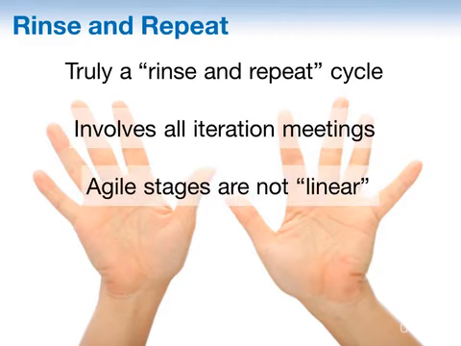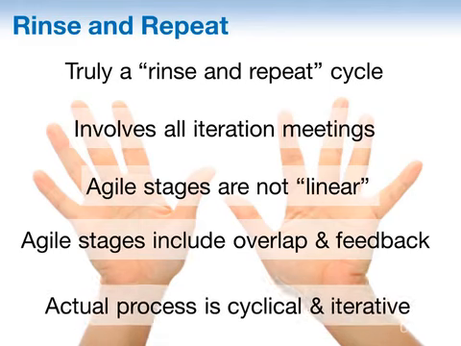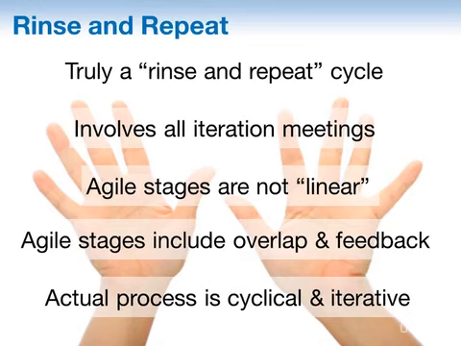Although the Agile stages have been presented here in more or less a linear form, they are not really all that linear. It is important to note that there is significant overlap and there are several feedback loops among these stages. The actual Agile process is much more cyclical and iterative than it is linear.